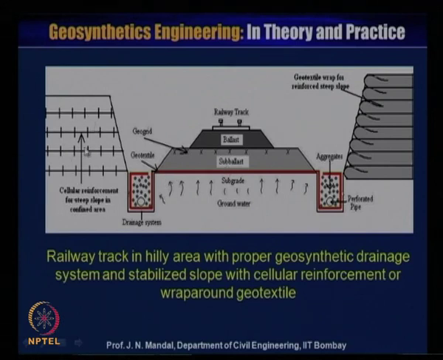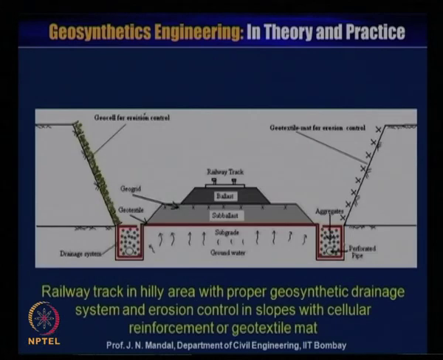On one side you can go for the cellular reinforcement, you can also provide the wrap around geotextile. We will discuss later how we will design the wrap around geosynthetic material here. This is another system where you can use the defined system: a railway track in the hilly area with proper geosynthetic, the drainage system and erosion control in slope, and with the cellular reinforcement. You can provide the cellular reinforcement and then grass can grow here.